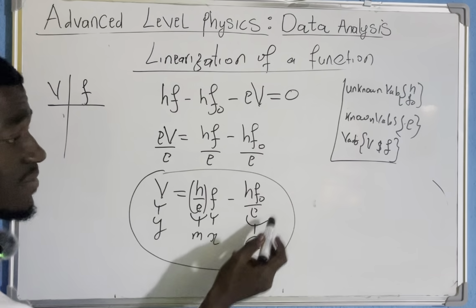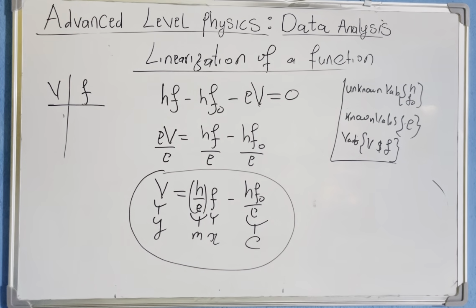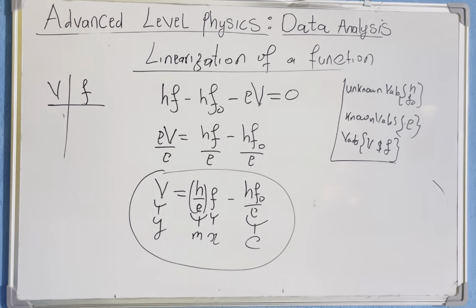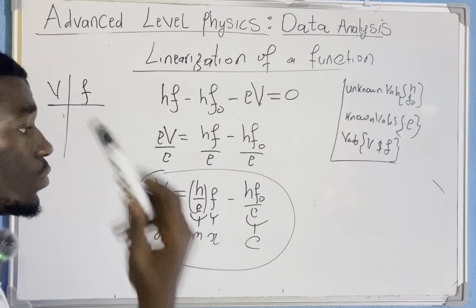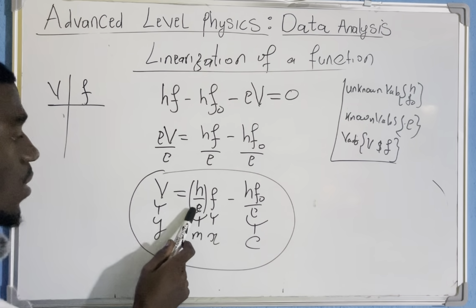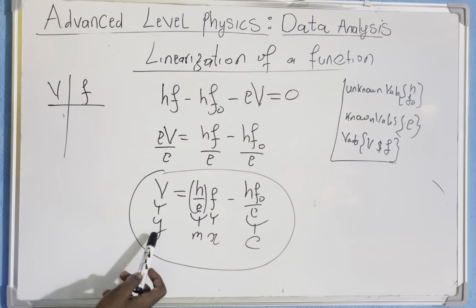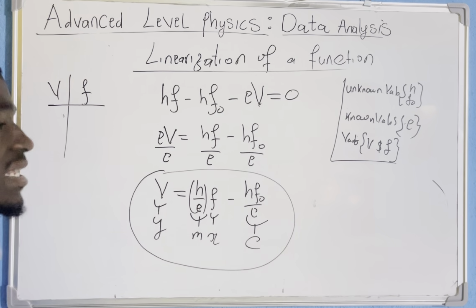C is made up of only constants: h and f0, which are unknown constants to be determined, and 1 over e, which is a known constant, the electronic charge we have inside the formula booklet. My gradient is only made up of constants: h, a constant to be determined, and e, a given constant. My x is only made up of a variable. My y term is only made up of a variable. Therefore, I'm sure that it is correct.